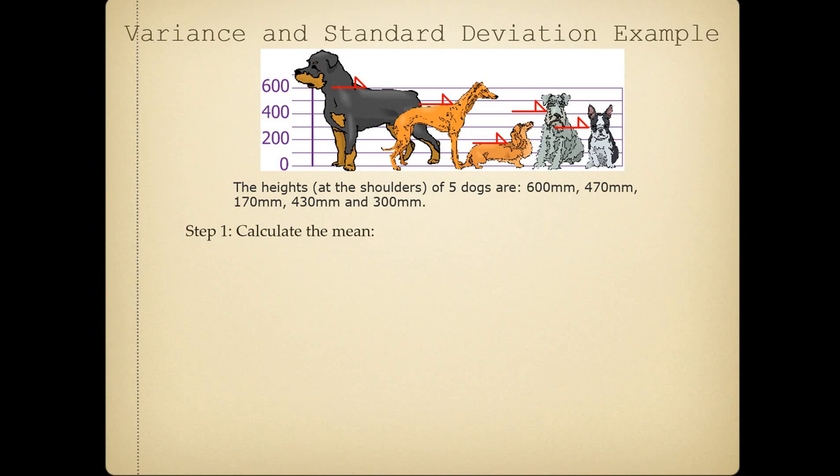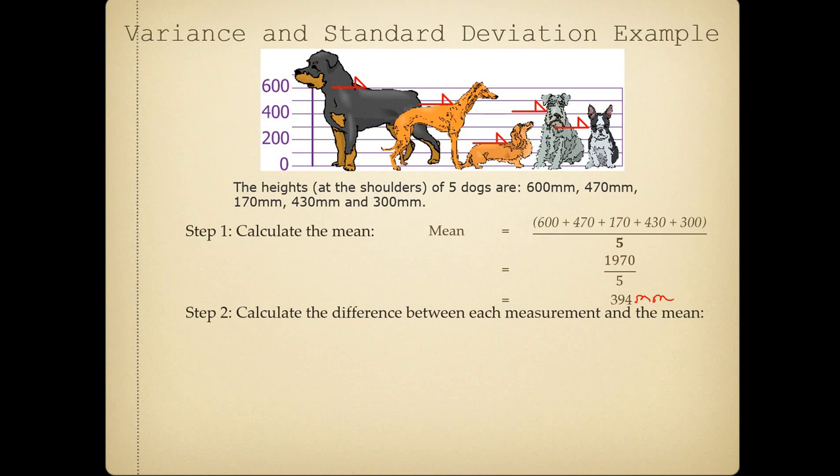So we have these dogs and their height at their shoulders. So we got the cute little sausage dog, and it looks like a Rottweiler, some kind of greyhound. So we're going to add these all up and divide by 5 because we got 5 dogs. And we get 394, and we should put millimeters.